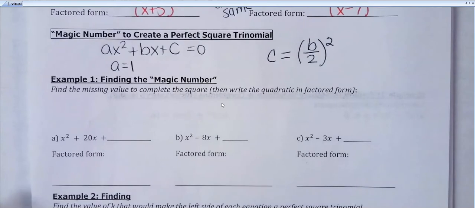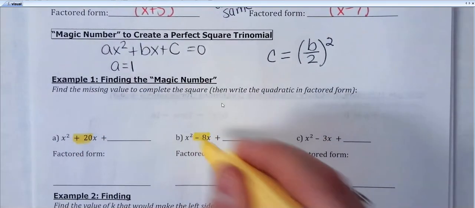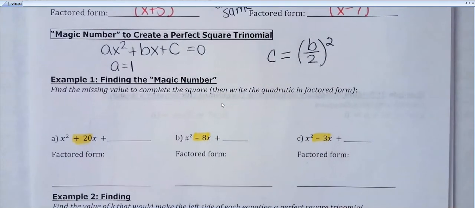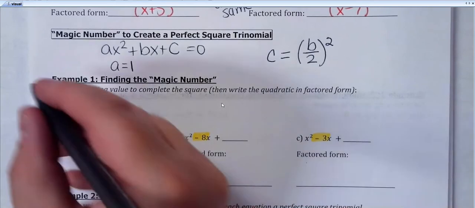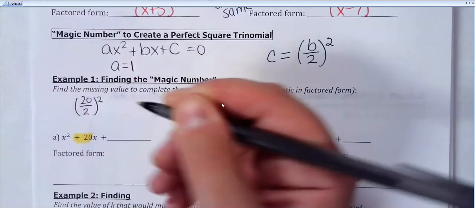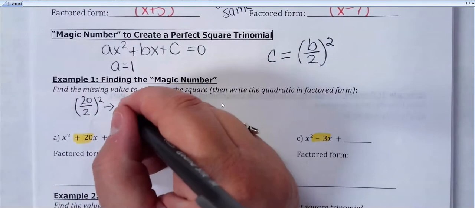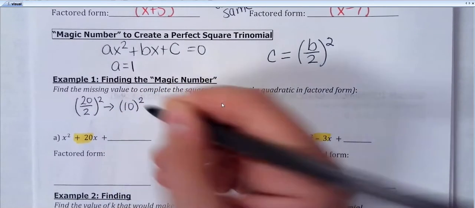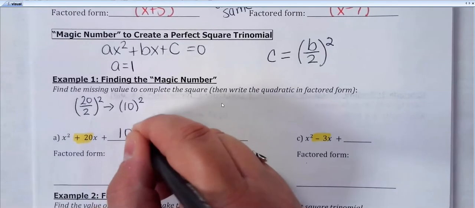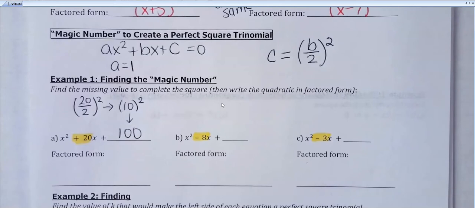So all you got to do is find whatever is in front of the plain x. So like here I've got 20, here I've got -8, here I've got -3. All you do, take that b value, this first one is 20, divide it by 2 and square it. Now, if you can actually divide, go ahead and do that. So 20 divided by 2 is 10, right? And what would you write down for 10 squared? 100. So that's what I would put right here, and that'll create a perfect square trinomial.